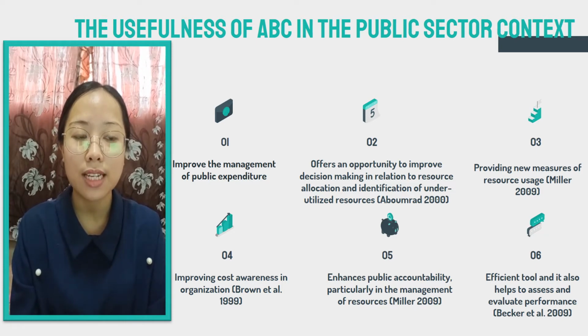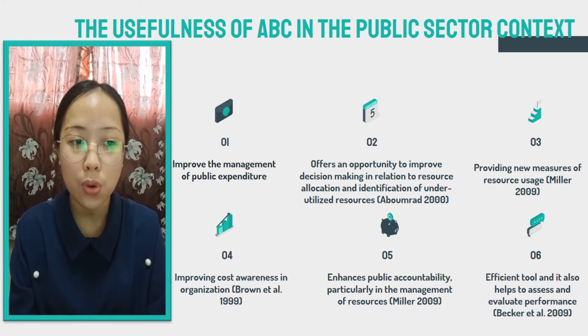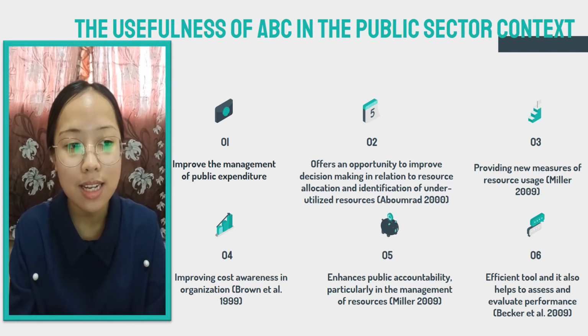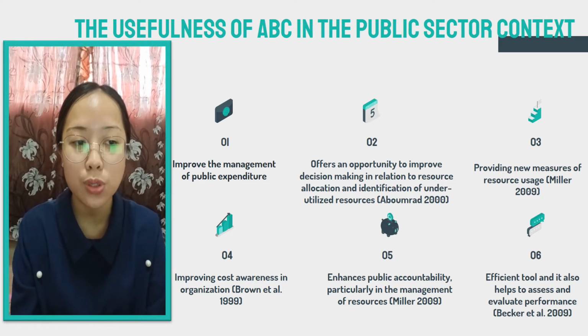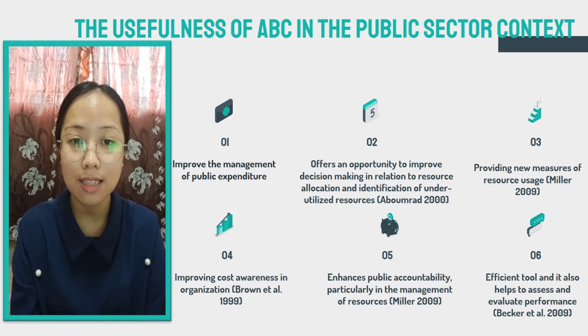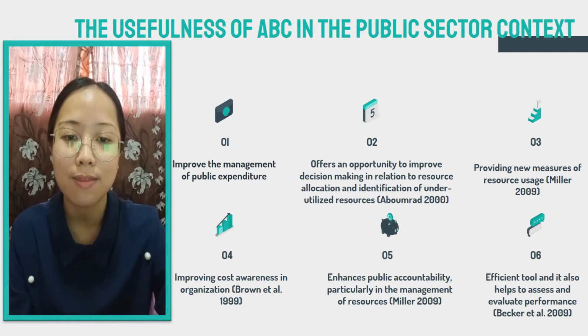Next is number 6. ABC is an efficient tool for process governance, and it also helps to assess and evaluate performance for public sector organization. This is according to Baker et al. in the year of 2009.